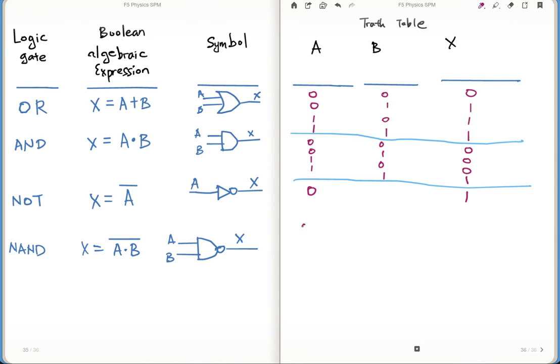Truth table: 0, 0, 1, 1, 0, 1, 0, 1. If you substitute this into the Boolean algebra expression, 0 and 0 is supposed to be 0, and you get 1 because of the not. 0, 1 is supposed to be 0, and it turns out to be 1. 1, 1 is 1, and not of 1 becomes 0.